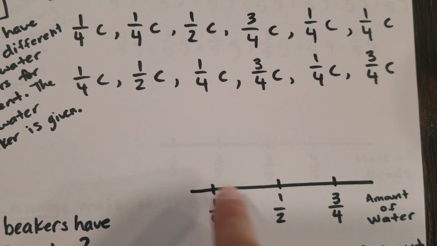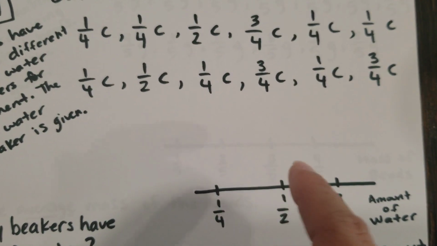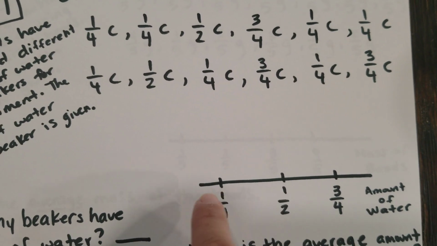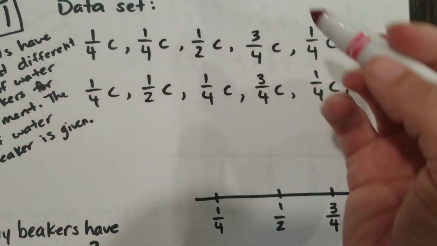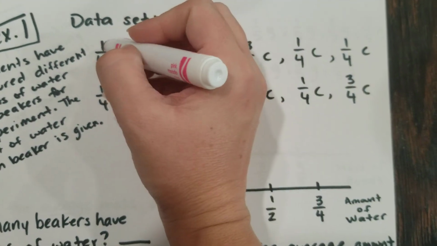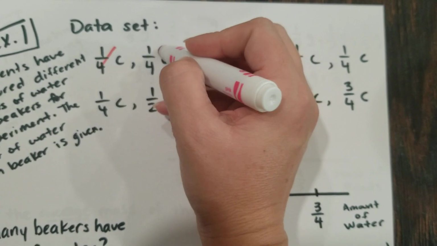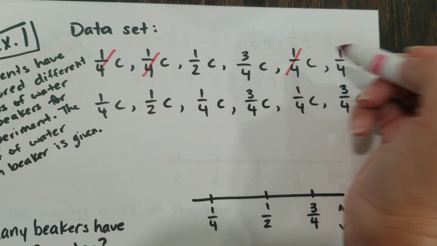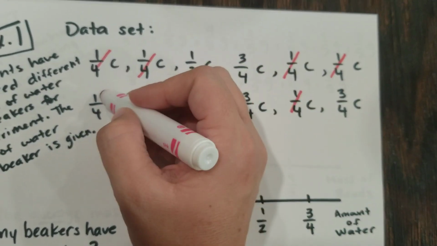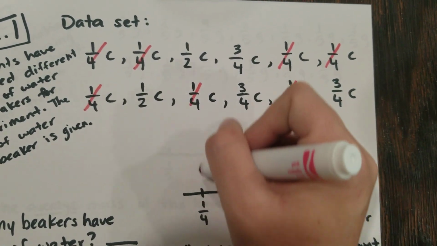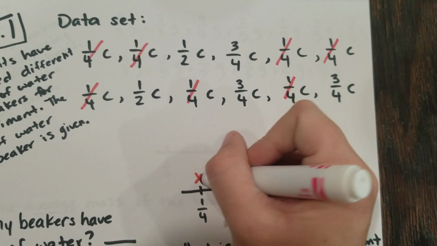And then to finish my graph, so this is just the beginning, I need to put those little X's. So here's what I do. I'm going to start with my 1/4. Up here in my data set, I'm going to count off how many 1/4 do I have. Here's 1, 2, 3, 4, 5, 6, 7 1/4. So above the 1/4, I'm going to put 7 little X's.